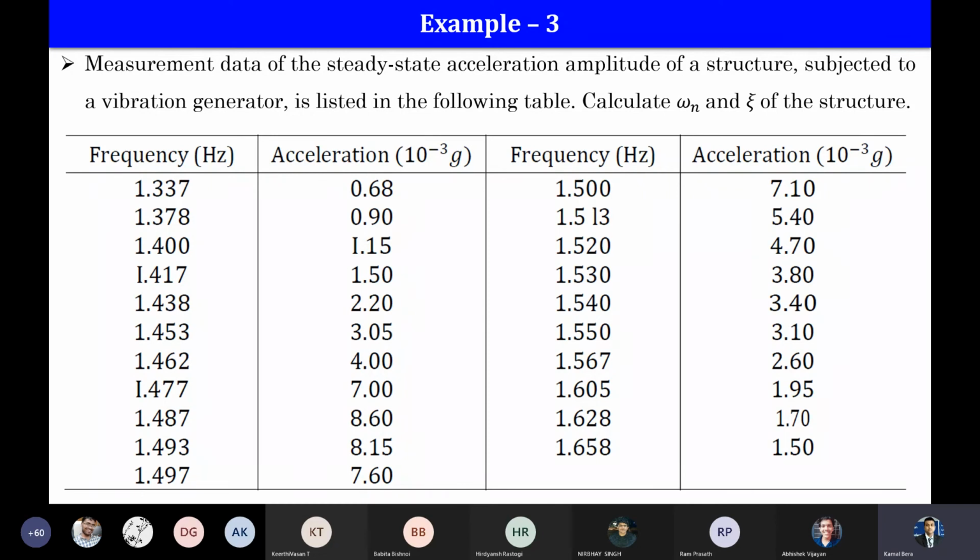Omega 1 you can very easily find out, right? So where is the peak? I can see 8.6. Is 8.6 the peak or 8.15? Yes, 8.6. So it will be 1.487. So 1.487 is the natural frequency, assuming small damping, and then check whether the damping is coming out small or not.